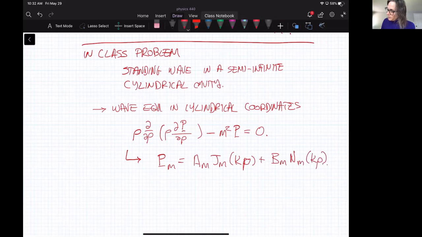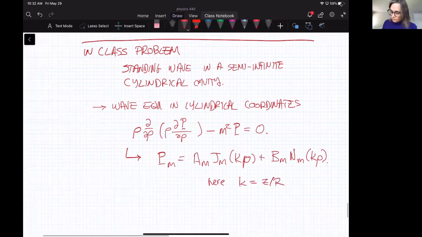So J is the Bessel function of the first kind. N is the Neumann function, the Bessel function of the second kind. And here, k is basically z over r.